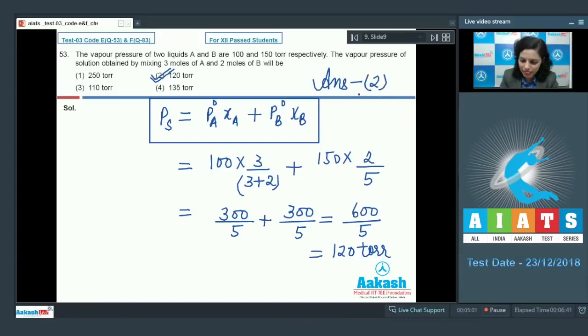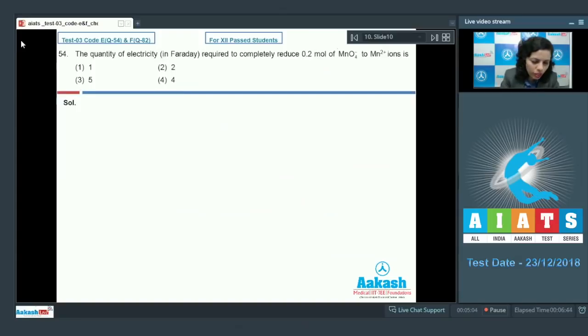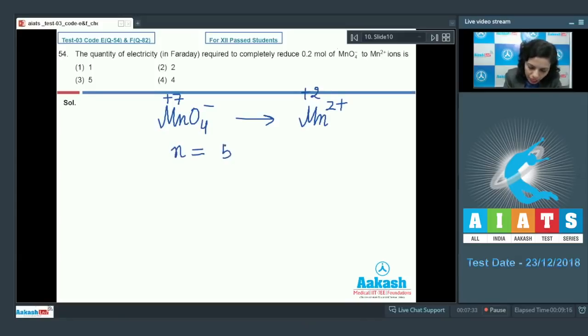Now, after this, let's take question number 54. Question number 54, it states the quantity of electricity in Faraday required to completely reduce 0.2 mole of permanganate ion to Mn2 positive ions is. In this case, you are just changing MnO4 negative ions into Mn2 positive ion. If you look at these two species, you will find out that oxidation number of Mn is 7 here, while here it is +2. So what would be the N factor? The change in oxidation number is 5. That's why this N factor is 5 here.